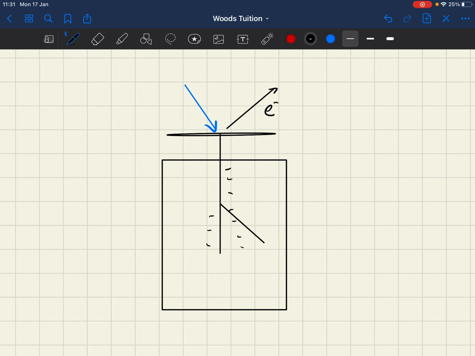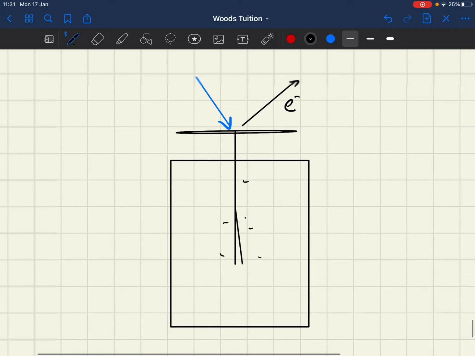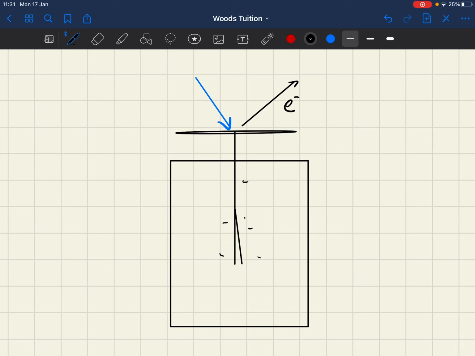So if those electrons are liberated, then our gold leaf electroscope becomes less and less negatively charged because we're losing electrons, and we can visibly see the leaves moving closer together, because the charges aren't as repellent since they're not as negatively charged anymore.